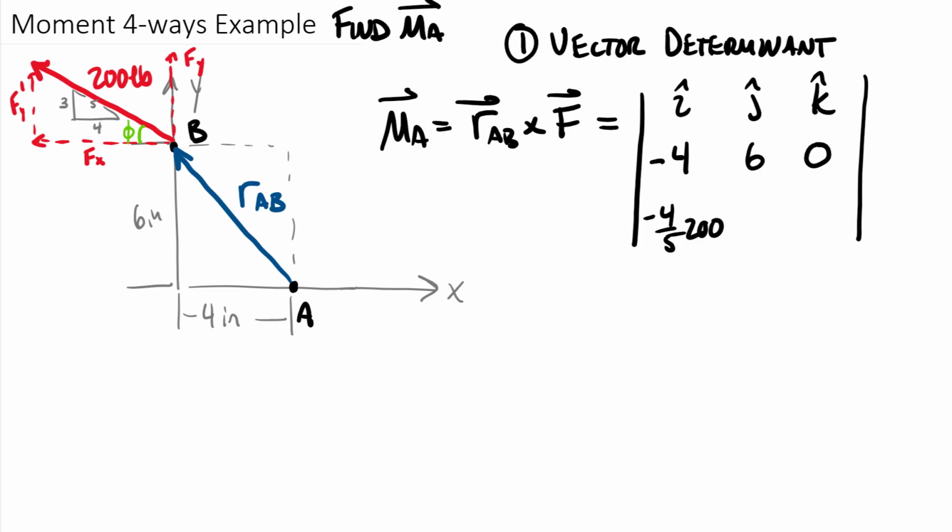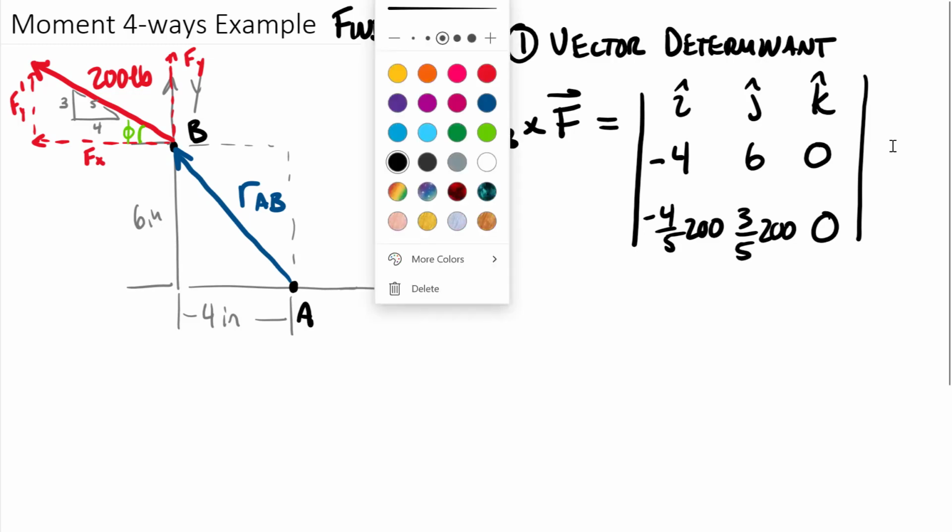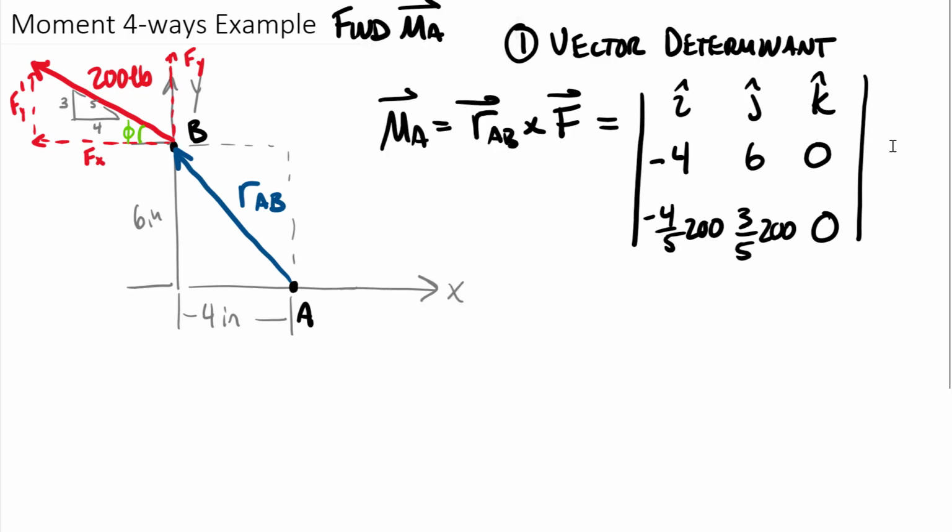And so my next term here is going to be that y component. It'll be positive 3/5 times 200, and then 0 here in the k hat. Now you could do the diagonals to solve for this. You could realize that all of your i hats and j hats will be 0 because of these two zeros right here and here. But any way that you slice it to solve for this determinant, you're going to end up with a -4 times 3/5 times 200 is 120.